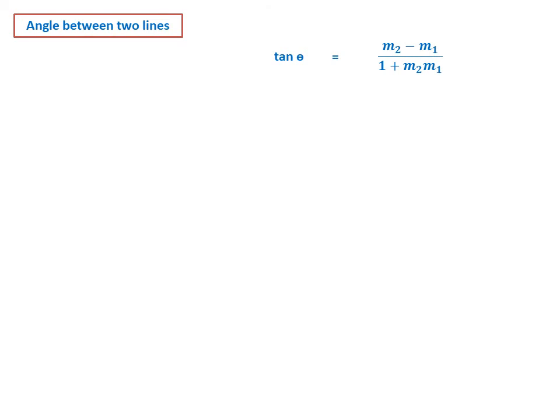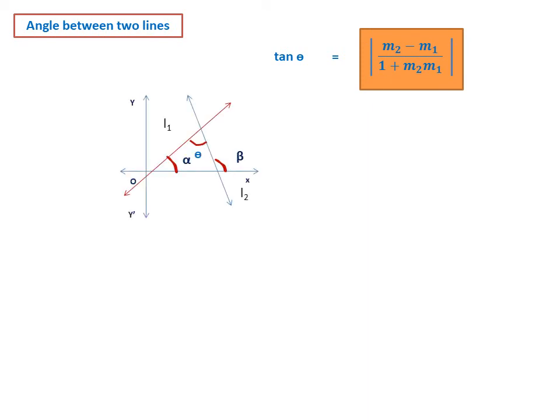The third concept we studied was the angle between two lines. Tan theta equals the modulus of m2 minus m1 divided by 1 plus m2 m1. You can even take m1 minus m2, because the modulus is there. This is the diagram. Alpha and beta are the angles made by the lines, and theta is the angle between the lines. Then tan theta equals m2 minus m1 by 1 plus m2 m1. These are the three major concepts we covered in this lesson.